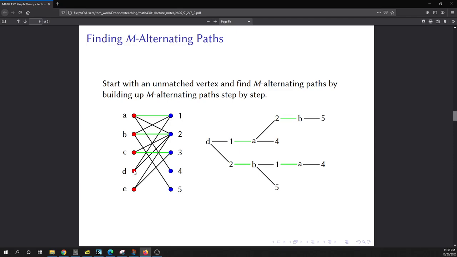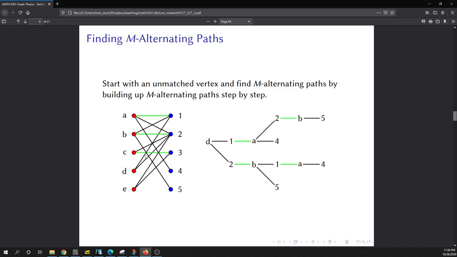So with D, there's basically two ways we could go. We could go from D over to vertex 1 or over to vertex 2, and that's this tree over here. It's not really a tree in the sense that we have been talking about before. But this is basically just a way of writing down the different possible alternating paths that we could take. So starting with D, you can either go to 1 or 2. So let's say we go to 1.